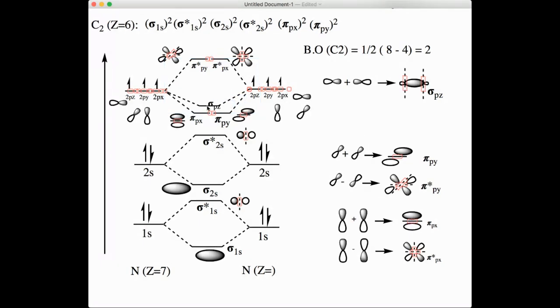Okay, so sigma is just how we label the orbital, okay? And we label the orbital as they resemble in a sheet. So this looks like a sigma bond. Look at the sigma bond here.